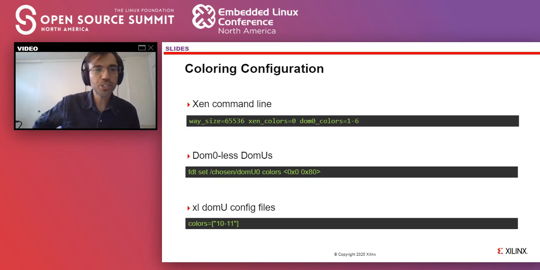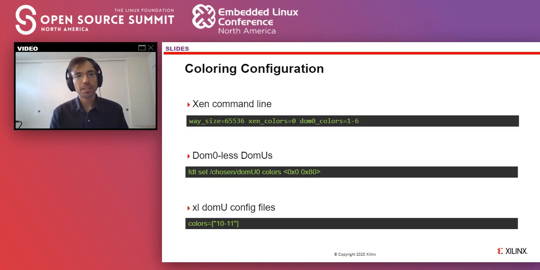Okay, now if you're interested in trying this out, this is the right time to pay attention. On this slide, you see the configuration needed to get cache coloring working. The way size here on the first line is an optional command line parameter for Xen to specify the way size. Again, optional because under normal circumstances, it can be automatically detected. The next two parameters are really fundamental. Xen colors specifies the colors to be used for Xen allocations themselves.